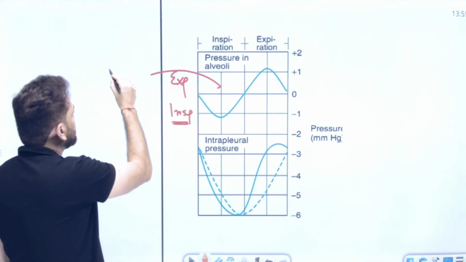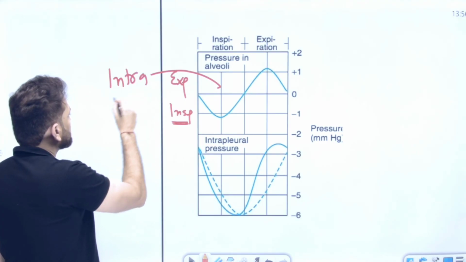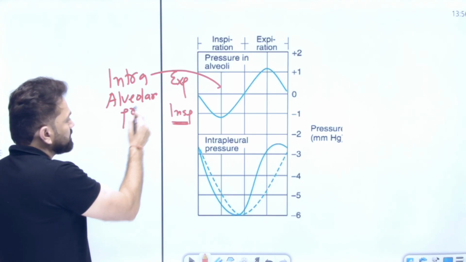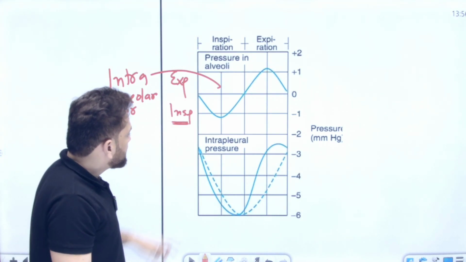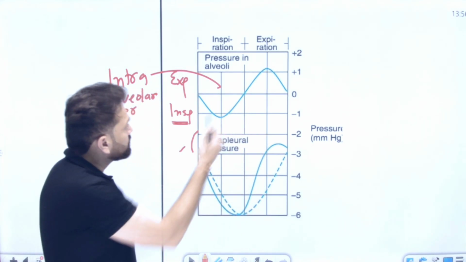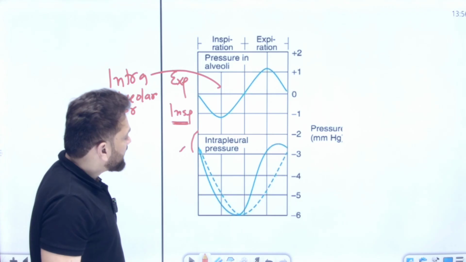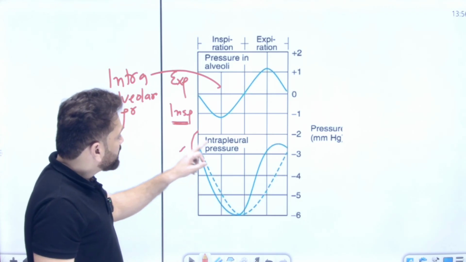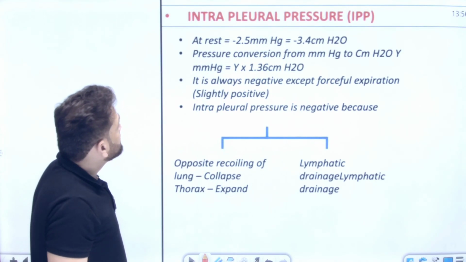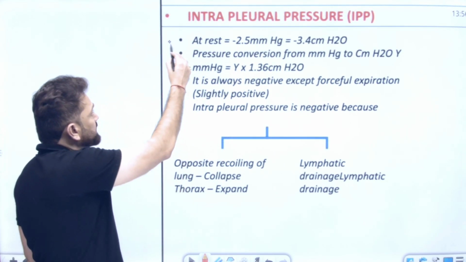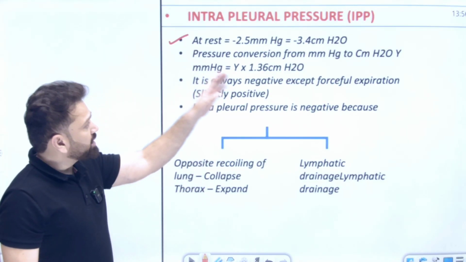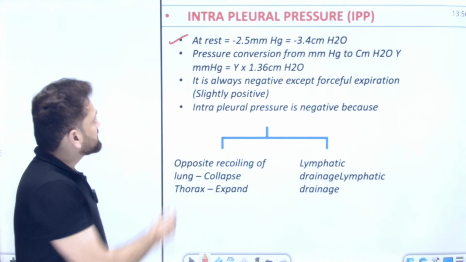The first one is actually intra-alveolar pressure, and the second one is intrapleural pressure. Intrapleural pressure, you can see, is always negative. When you inspire it becomes more negative. So intrapleural pressure is the pressure in the pleural space and it is always negative. What is the reason? I will tell you now. At the resting condition, intrapleural pressure is -2.5 mmHg. If you convert it into centimeters of water, it becomes -3.4. Okay, this is the conversion ratio.